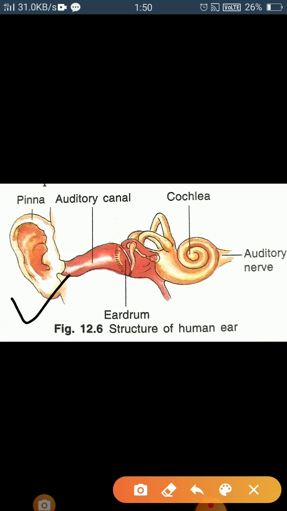After that, the last part is called the inner ear. The inner ear receives the vibrations from the bone structure of the middle ear and transforms this energy into nerve impulses, which are further transmitted to the brain, and the brain interprets or perceives these impulses as sound.